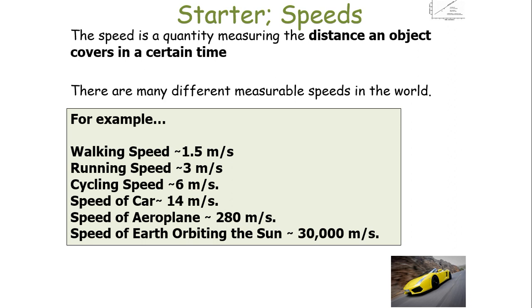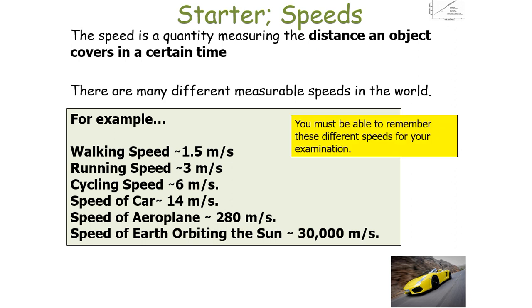There are different measurable speeds in the world. For example, the average walking speed for a human is typically 1.5 meters per second. The average running speed for a typical human is 3 meters per second. The average cycling speed is about 6 meters per second. The speed of the average car is about 14 meters per second, the speed of a plane is about 280 meters per second, and the speed of the Earth orbiting the Sun is about 30,000 meters per second. Hopefully with these values, you can get an understanding of what typical values of speed are.